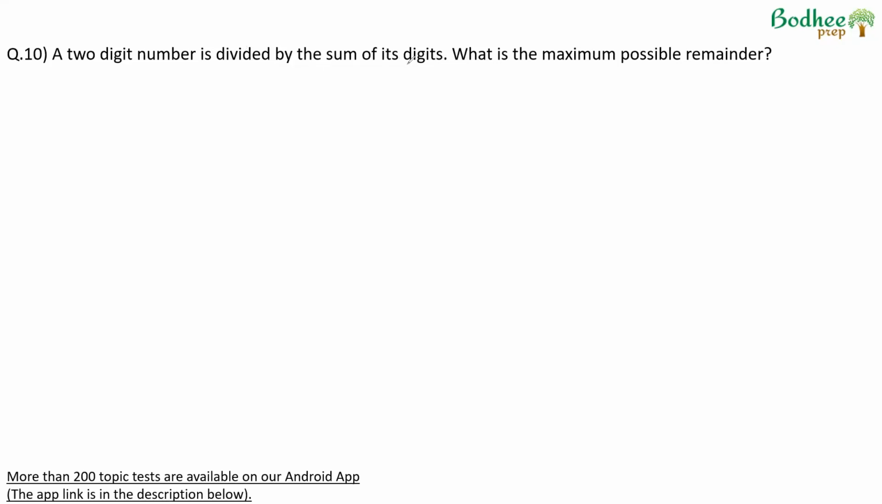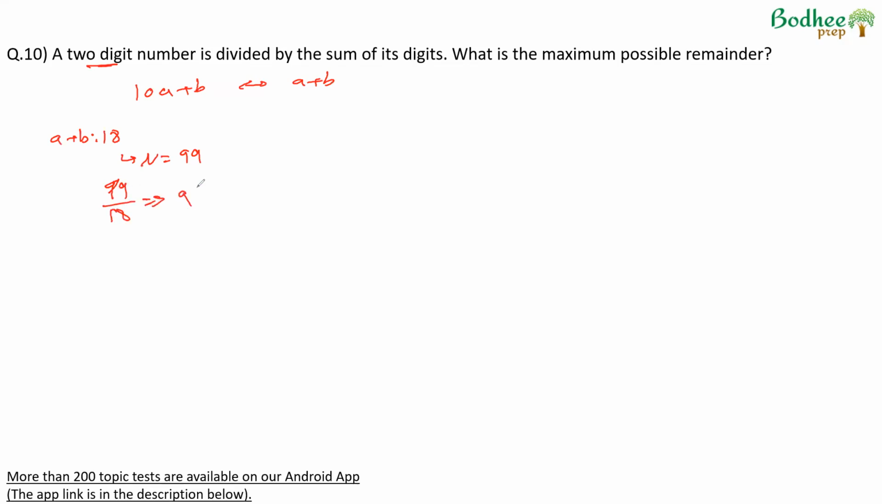A two-digit number is divided by the sum of its digits. What is the maximum possible remainder? Now, for a two-digit number of the form 10a plus b, the sum of digits being a plus b, the maximum sum of digits possible is 18. If we take a plus b as 18, the only possible number is 99. And 99 divided by 18 will give us a remainder of 9.